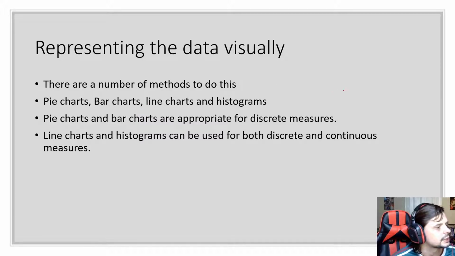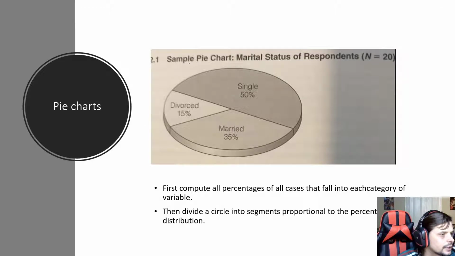so there's a number of ways to represent visually. You got your pie charts, your bar charts, your line charts, your histograms. Here is a sample pie chart. You got 50% single here, 50% divorced, 35% married.